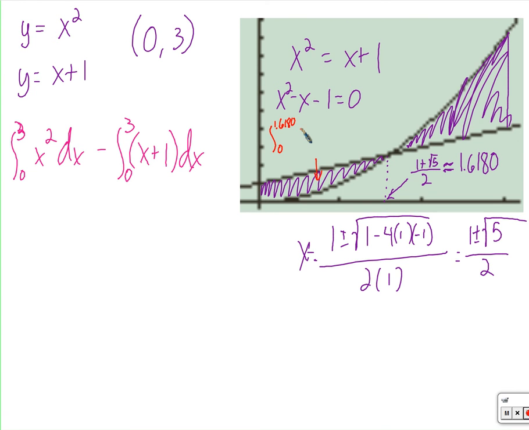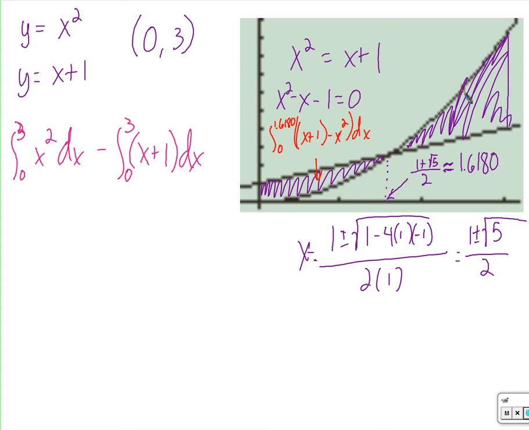So what's the topmost function? That's the line, the x plus 1. So we take x plus 1, and then we're going to subtract x squared. The antiderivative of that function from 0 to 1.618.